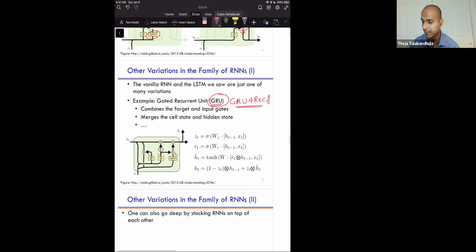But there again same types of blocks, but they're wired in a different way. A lesser number of gates here. You can see that there are only 2 gates. So there is a different interpretation for this block.